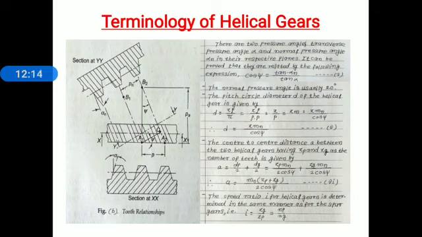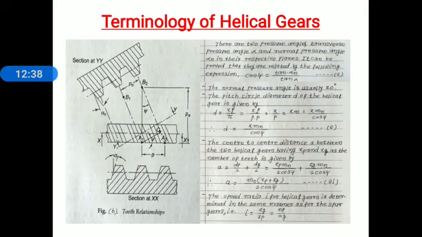Next thing, pitch circle diameter of helical gear. How to obtain the value of pitch circle diameter of helical gear? The pitch circle diameter of helical gear is denoted by letter small d. Small d is equal to z, number of teeth, into circular pitch divided by pi. Using this expression, we get the value of the pitch circle diameter of a helical gear.